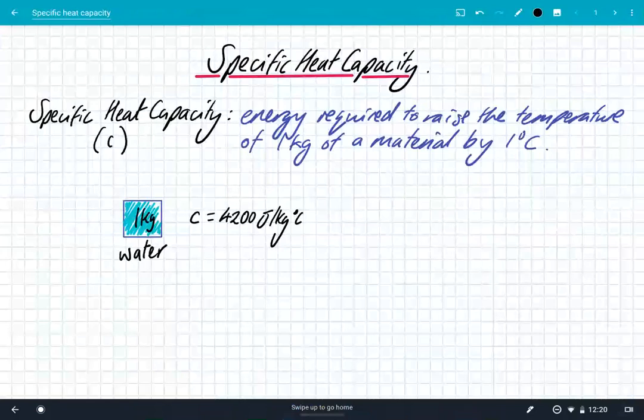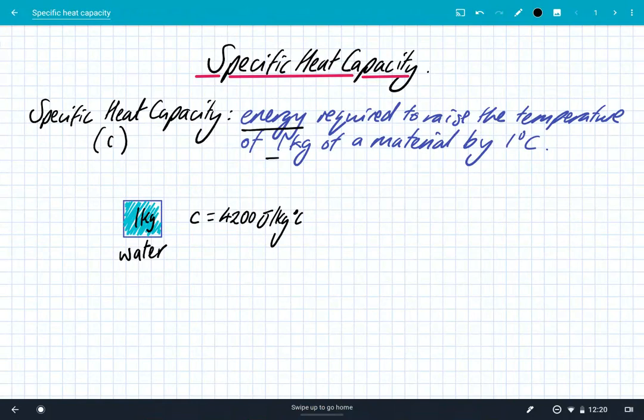We're going to look at specific heat capacity, and we use the letter C to represent it. The definition is the energy required to raise the temperature of 1 kilogram of material by 1 degree Celsius. And every material has its own specific heat capacity.